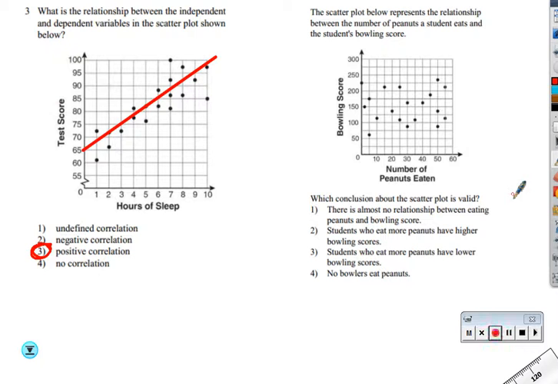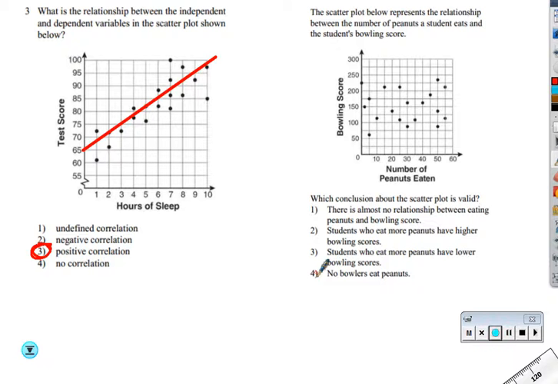1. There is almost no relationship between eating peanuts and bowling score. 2. Students who eat more peanuts have a higher bowling score. 3. Students who eat more peanuts have lower bowling scores. And 4. No bowlers eat peanuts.